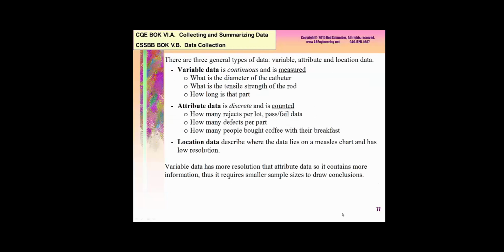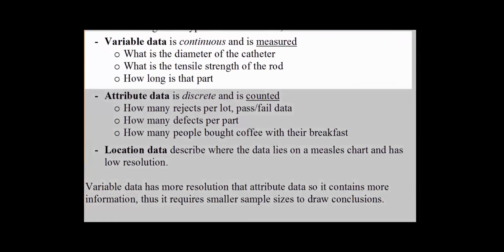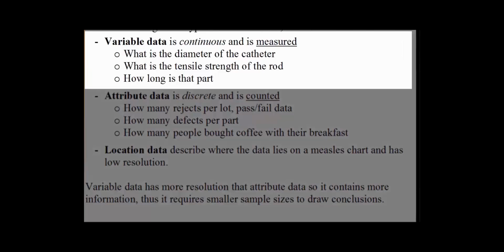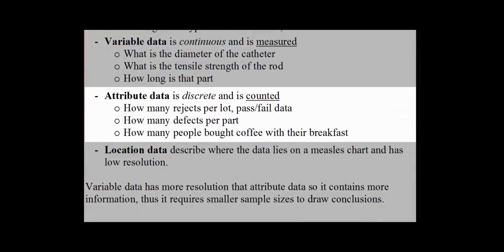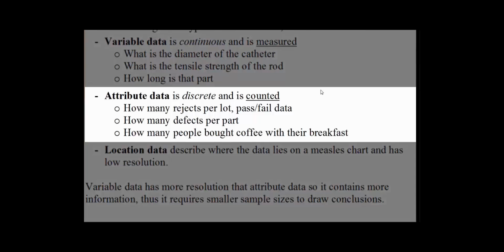There are three general types of data: variable, attribute, and location data. Variable data is continuous and is measured. For example, what is the diameter of the catheter? What is the tensile strength of a rod? How long is the part? And then attribute data is discrete and is counted. Some examples are how many rejects per lot, how many defects per part, how many people bought coffee with their breakfast.